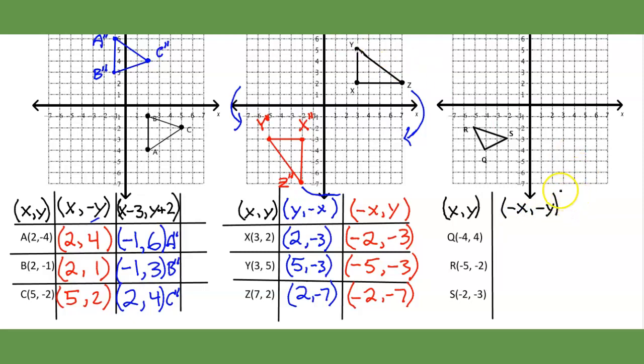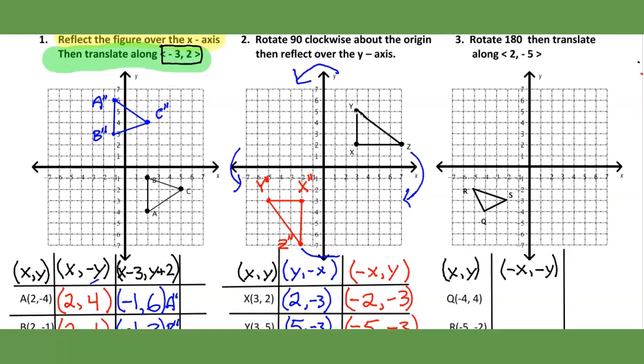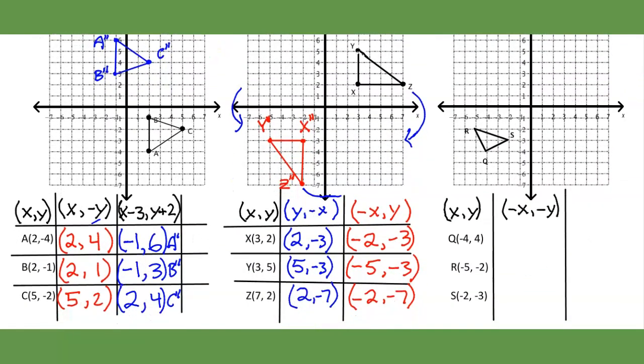Okay, good. And next, we're going to translate. It's to the right 2 and down 5. Okay, to the right 2 and down 5.